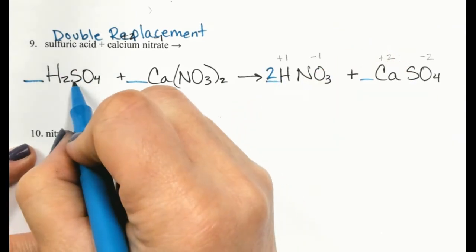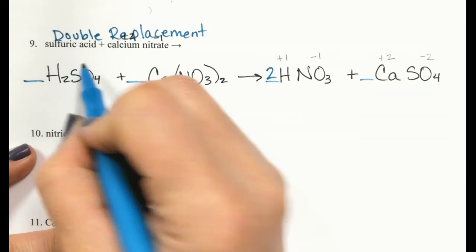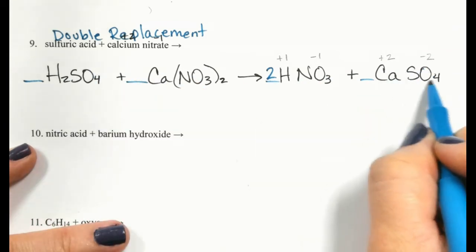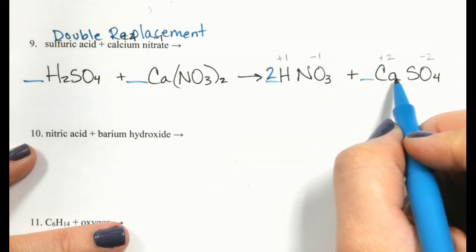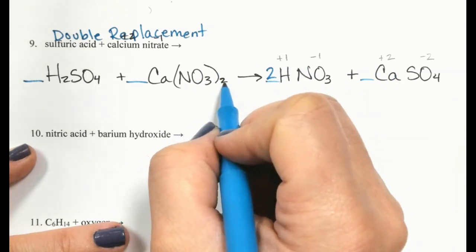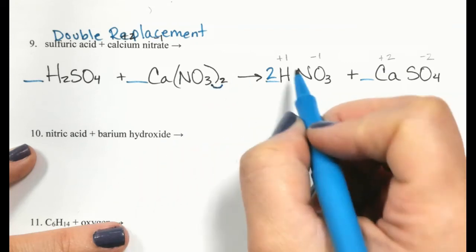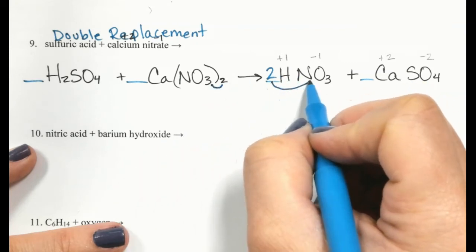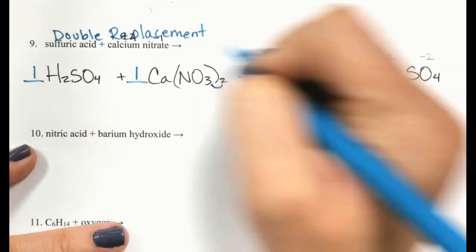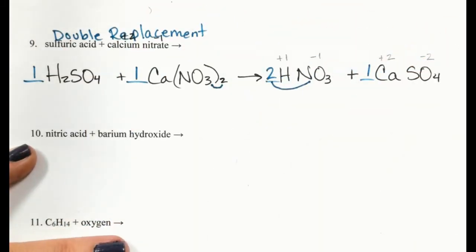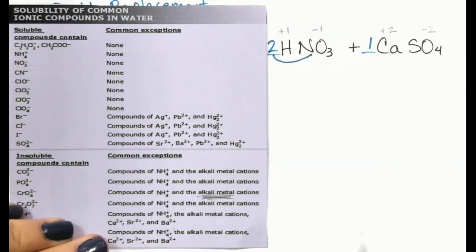On the left side, I have 1 sulfate, and on the right side, I have 1 sulfate. On the left, we have 1 calcium. On the right, 1 calcium. And then on the left, we have 2 nitrates here, and this gives me 2 nitrates on the right. And so everything is now balanced. 1, 1, 2, 1. Now we'll use the solubility rules.